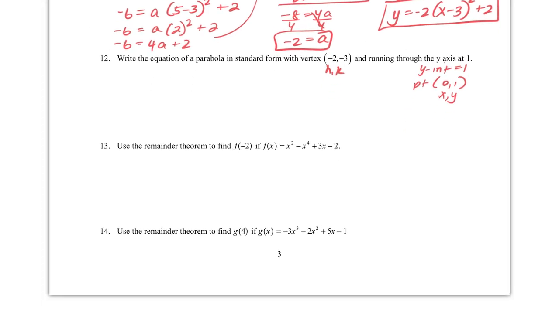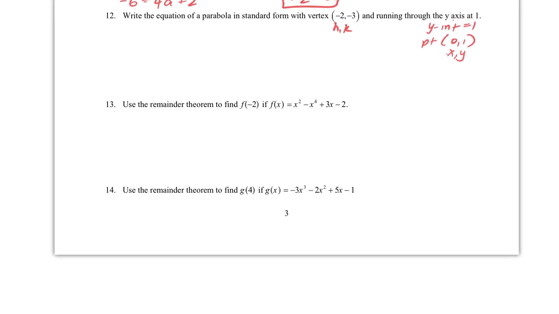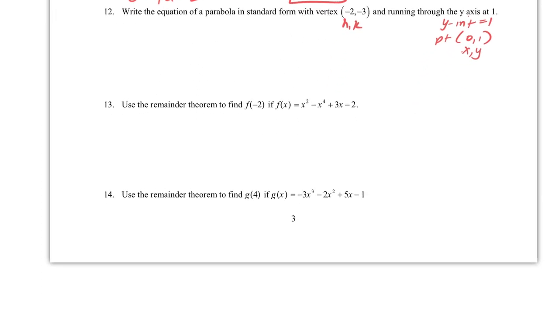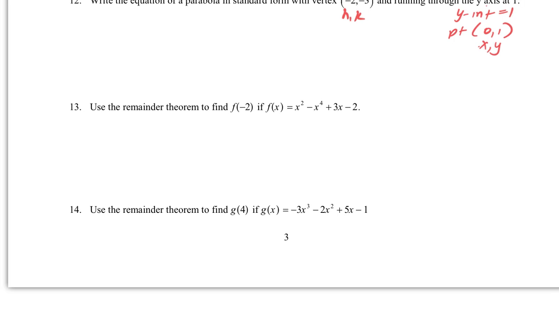And then last but not least, we get to number 13. It's going to ask you to use the remainder theorem to find the value of the function when x is negative 2. So you're going to start by putting it in standard form: minus x to the 4th plus x squared plus 3x minus 2. You put it in order, and then you realize there's a value missing. You need to add a placeholder because you don't have an x cubed. So minus x to the 4th, plus 0x cubed, plus 1x squared, plus 3x, minus 2.